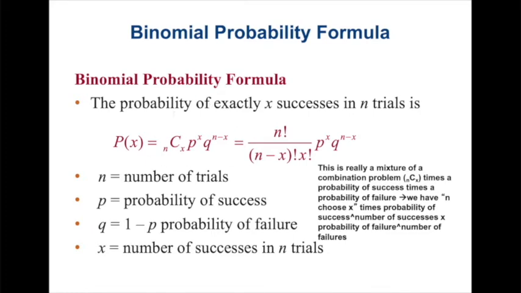Where you have n combination x multiplied by p, the probability of success, to the power of x, which is the number of successes in n trials, multiplied by q, the probability of failure, to the power of n minus x. And this is just the formula for combination if you calculate it manually, but of course you don't need to. You can use your TI calculator. So again, this is how you find binomial probability using a formula.